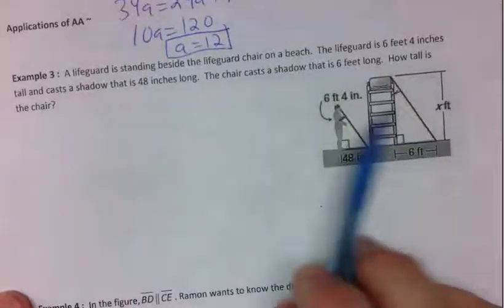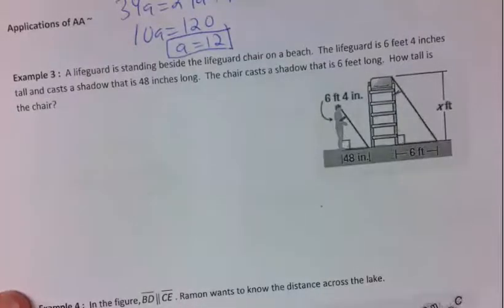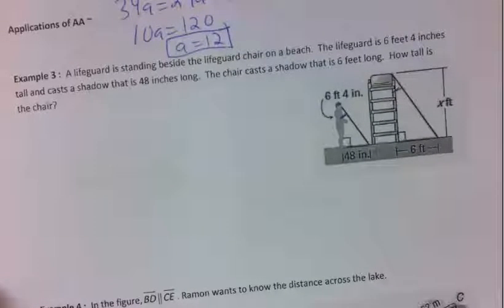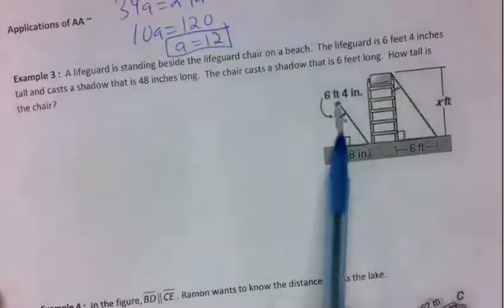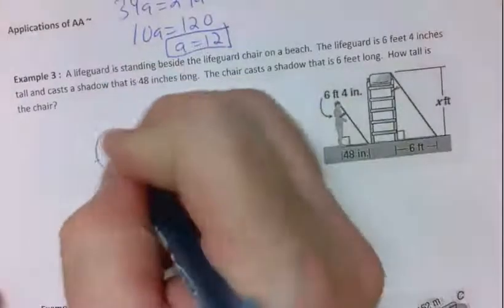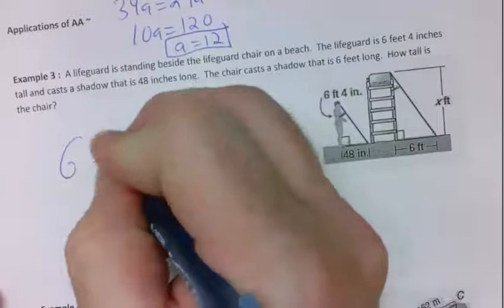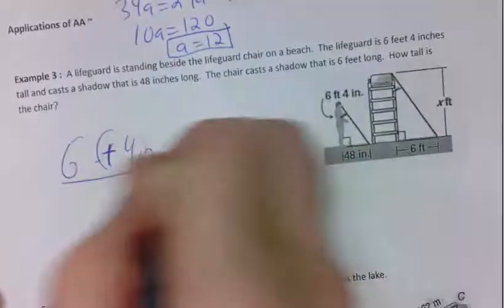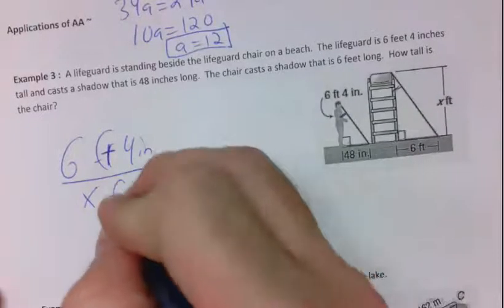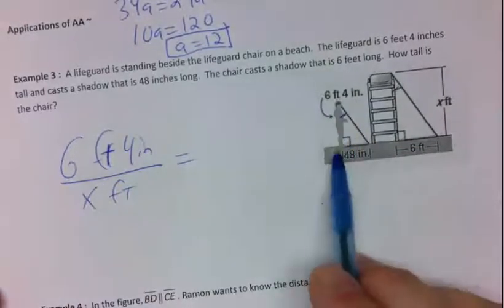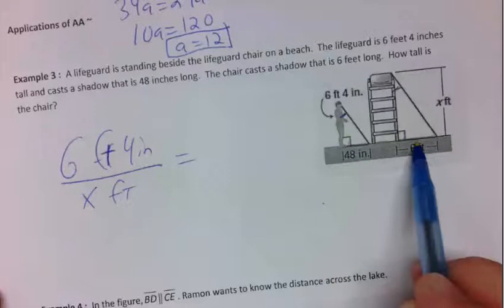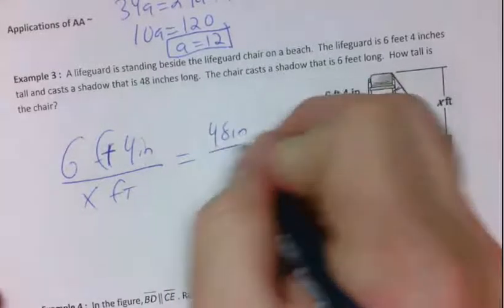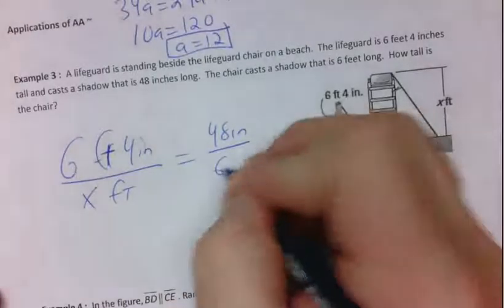All right, so we have two angles for two triangles. That means we have angle-angle similarity. These two triangles are similar. We can use the fact that all the corresponding sides must be proportional. So let's take a look. We know the 6 feet 4 inches goes with the ladder, which is X number of feet. That's the vertical part. And the shadow goes with the shadow, so little to big, just be consistent. 48 inches over 6 feet.